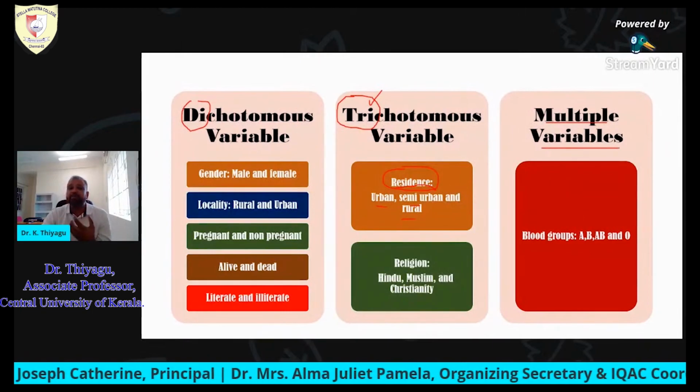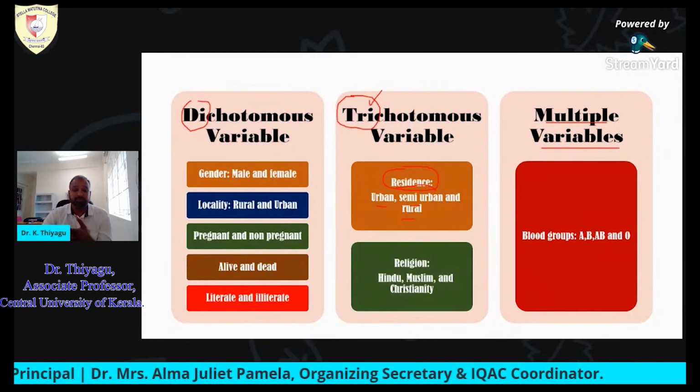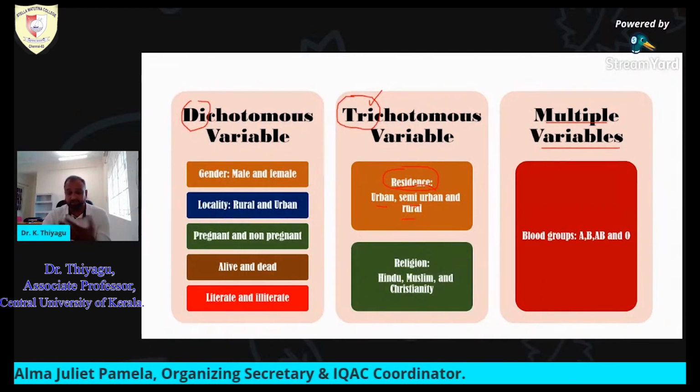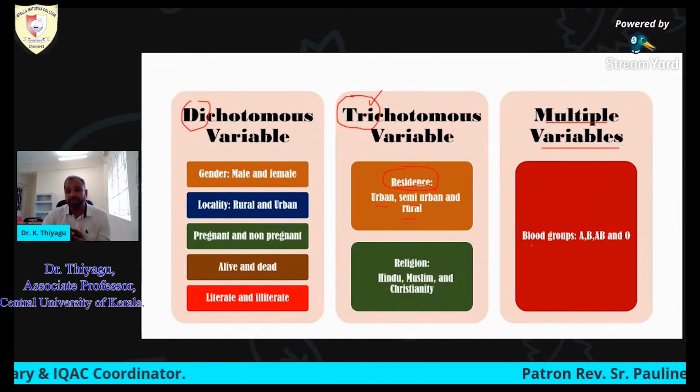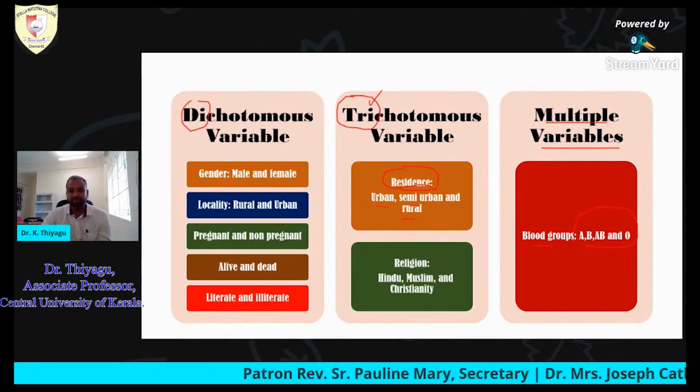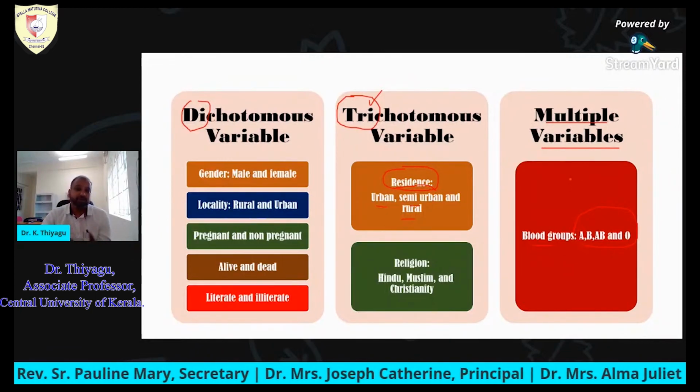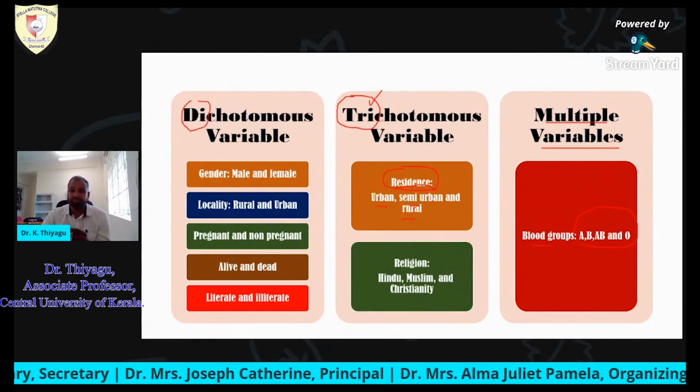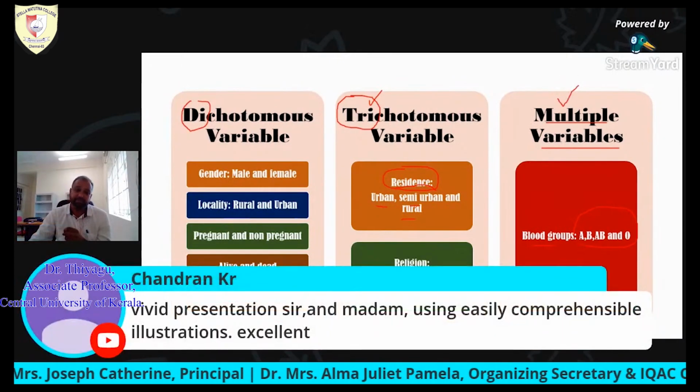It means three or more, more than three. Three or more we may treat as a multiple variable. For example, blood groups. We know the blood group types A positive, B negative, AB positive, AB negative, and O. So a lot of blood group types are there. Therefore, we may treat that variable as a multiple variable.